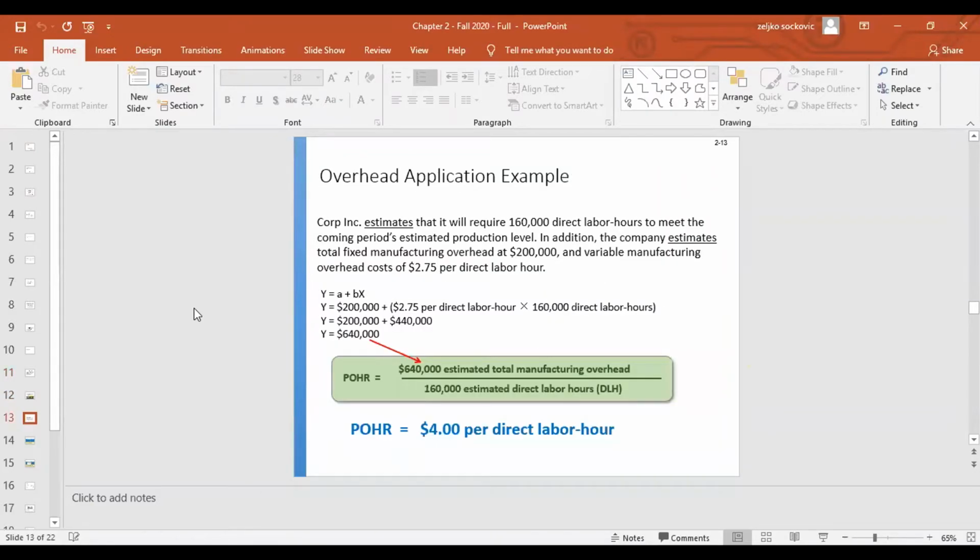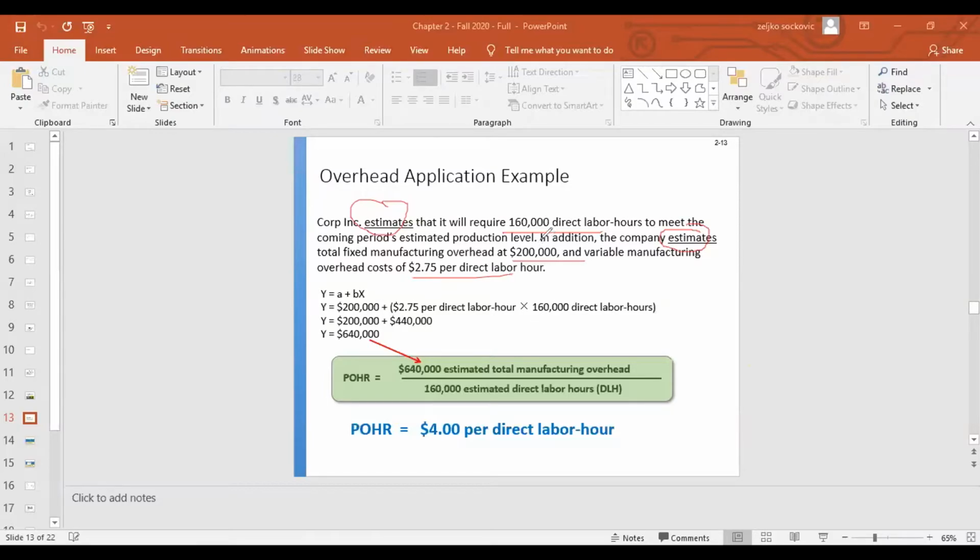Okay, so this is a very simple, straightforward example. The company estimates that it will require 160,000 labor hours to meet the coming period's estimated production level. In addition, the company estimates total fixed manufacturing overhead to be 200,000 and variable manufacturing overhead 275 per direct labor hour. So what do we do now? Well, we need to combine these to get total manufacturing overhead.